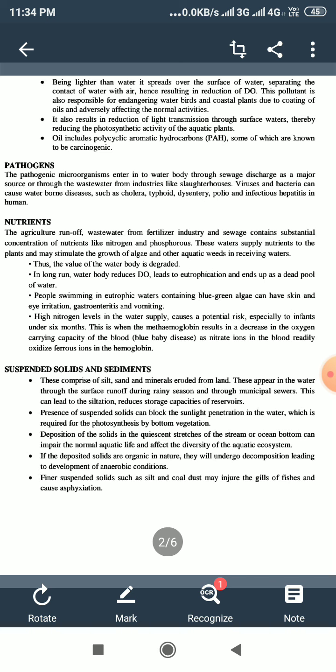People swimming in eutrophic water containing blue-green algae can have skin and eye irritation, gastroenteritis, and vomiting. High nitrogen level in the water supply causes a potential risk, especially to infants under 6 months. This is when methemoglobin results in a decrease in the oxygen carrying capacity of the blood, blue baby disease, as nitrate ion in the blood readily oxidizes ferrous ions in the hemoglobin.